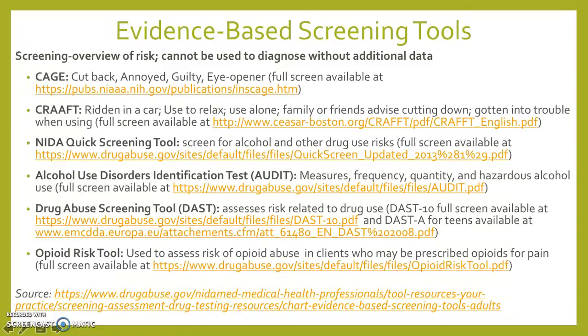In addition to these screening tools, there's also the Opioid Risk Tool, which is used to assess the risk of opioid abuse in clients who are prescribed opioids for pain relief. This is typically used by primary care providers, but can be a useful tool if you're working with clients who are receiving pain medications and you want to support their awareness of the risks of these medications. This screen is available at the web link provided.